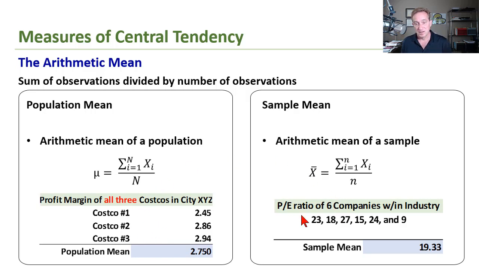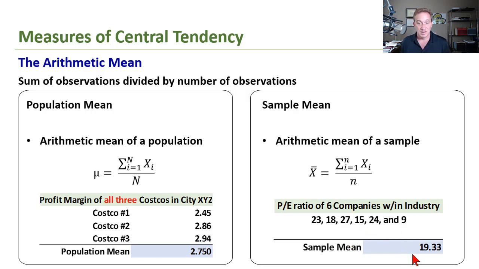And so over here, an example might be PE ratios of 6 companies within a certain industry. Let's say the industry has 50 companies. We get the PE ratio, we compute a sample mean, we get 19.33. Mathematically the same. We summed the values and divided by 6. But we know if we went back to the industry of 50, collected a random sample of 6, we'll get different companies, we'll get a different sample mean.